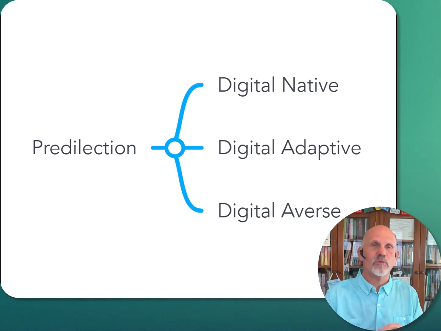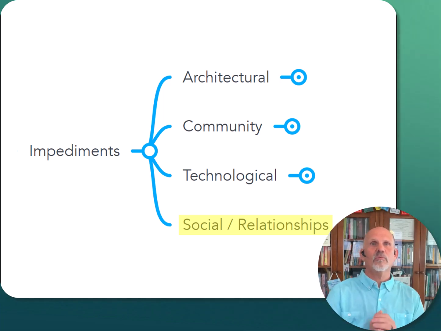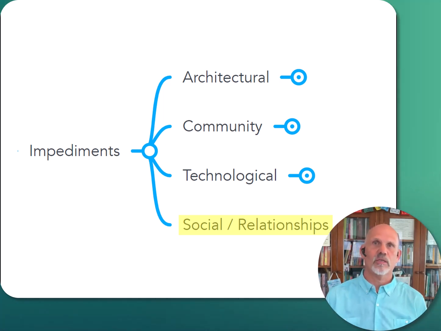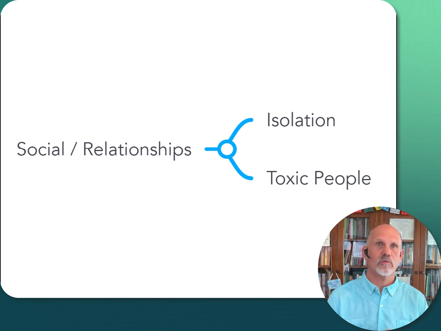So there's going to be a lot of patient education to try to explain why some of these technologies might actually help them be safer at home and have a better quality of life. So let's talk about social relationships, right? They can be impediments as well. The first big impediment is social isolation.